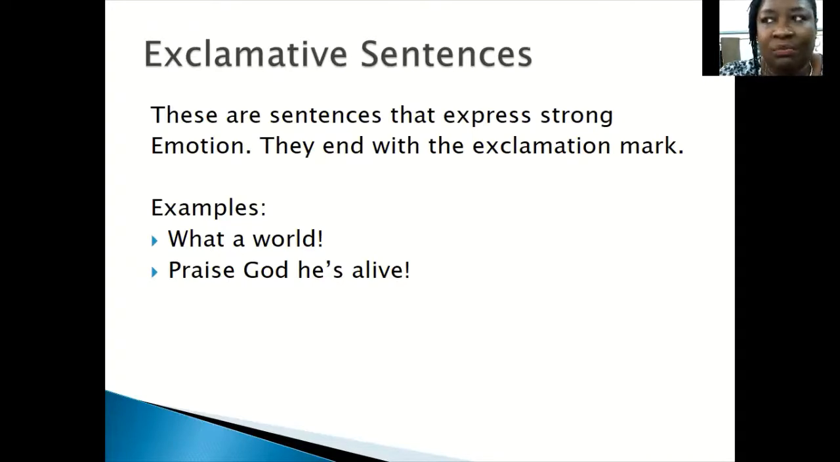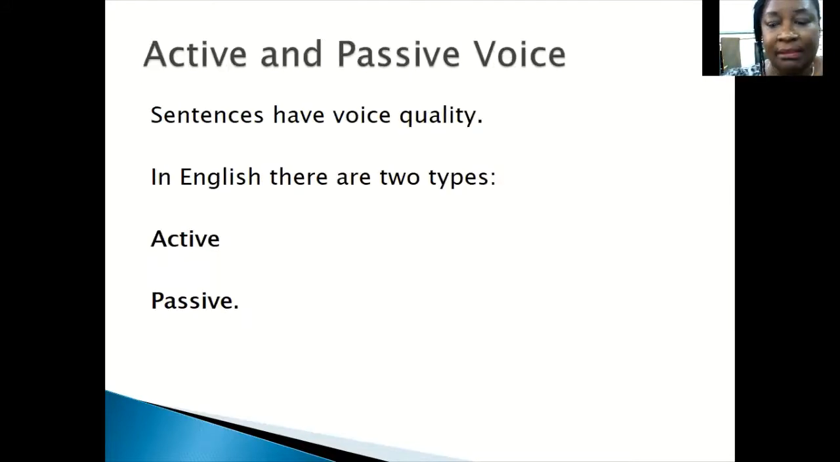What a world could be, you're kind of tired of all the bad things going on in the world. It's an emotional statement. What a world. And the other one, praise God, he's alive, shows some strong emotion, showing that you're happy that the person is alive as a result of God's mercy or God's favor. So that will bring us to the end of our sentence types.